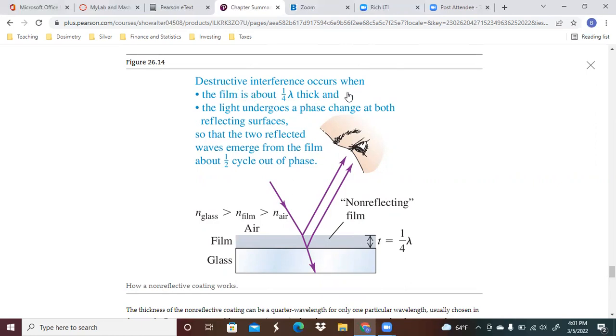The destructive interference occurs when the film is about 1/4 of the wavelength thick and the light undergoes a phase change at both reflecting surfaces, so that the two reflected waves emerge from the film at about a half cycle out of phase.